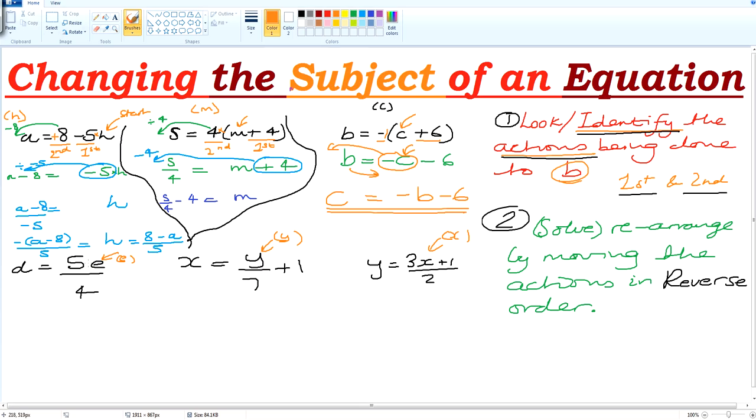So e is being timed by 5. Have you paid attention? E is timed by 5 here, and then it's been divided by 4. That's going to be a bit messy right here. So that will be the first action, that's the second action. So you have to move the divide by 4 first. Opposite divide by 4 is times by 4. So d times by 4 is equal to 5e.